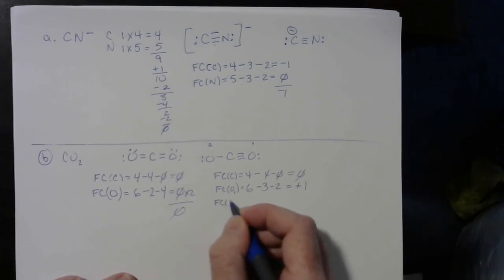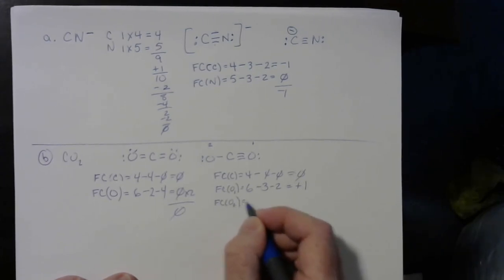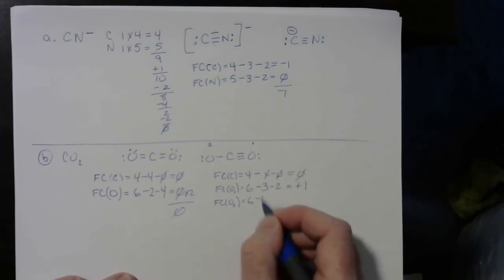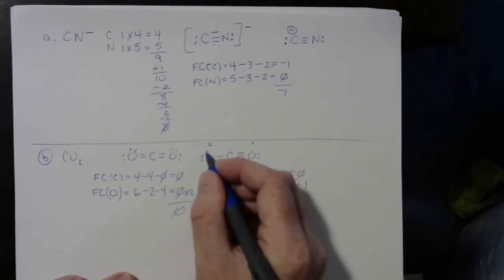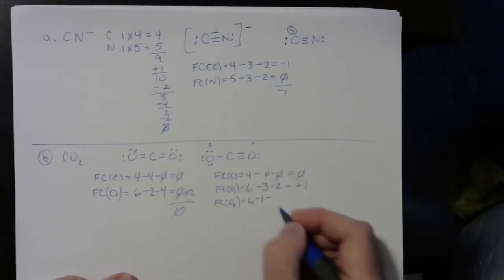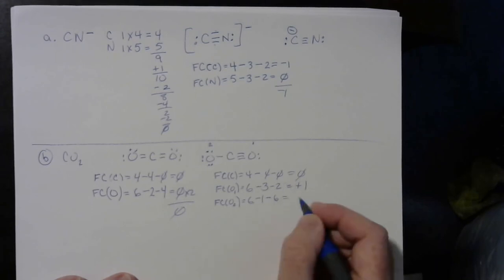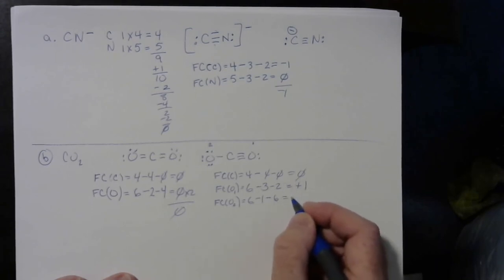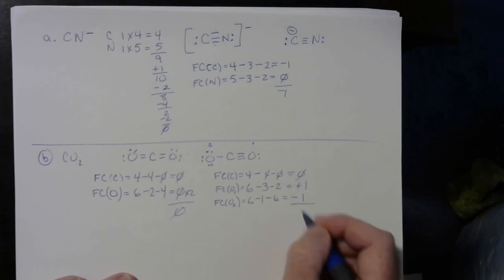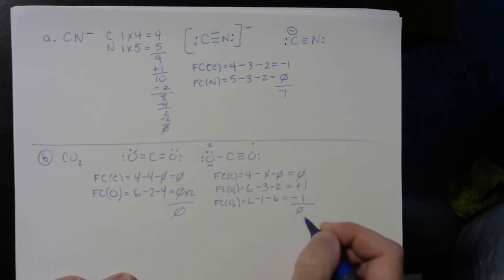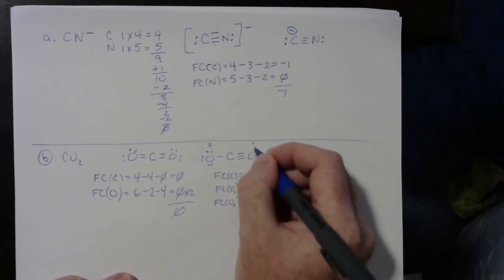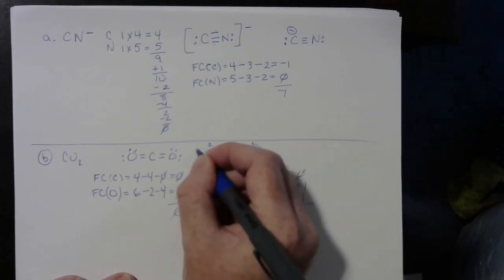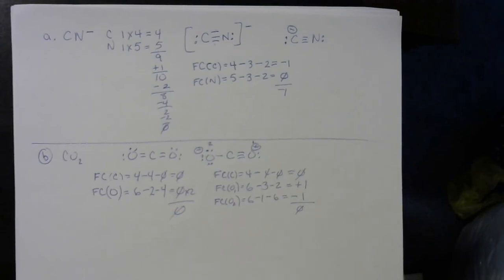Formal charge for oxygen 2 will be 6 minus 1 for the bond. Oops, we need some more electrons on that, don't we? Minus 6 for the non-bonding electrons, and that gives us negative 1. Still adds up to 0, but now the one with the triple bond is carrying a positive formal charge, and this one is carrying a negative formal charge.